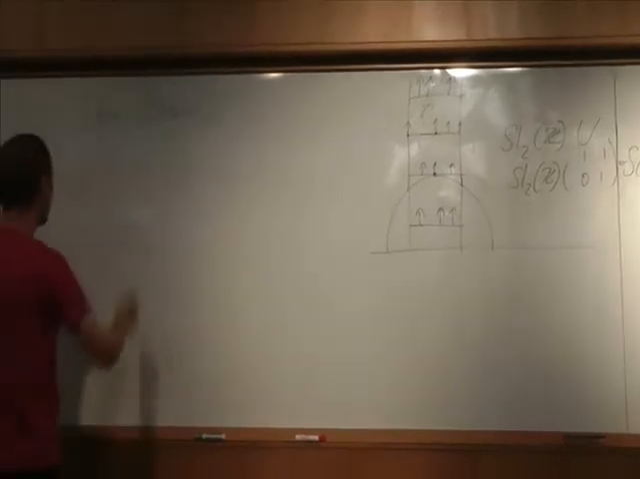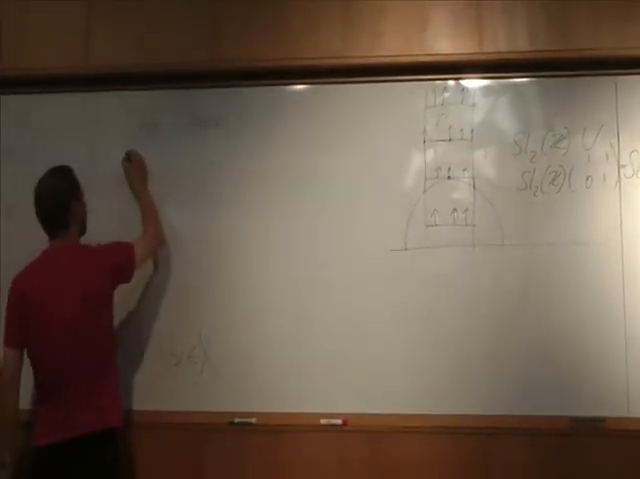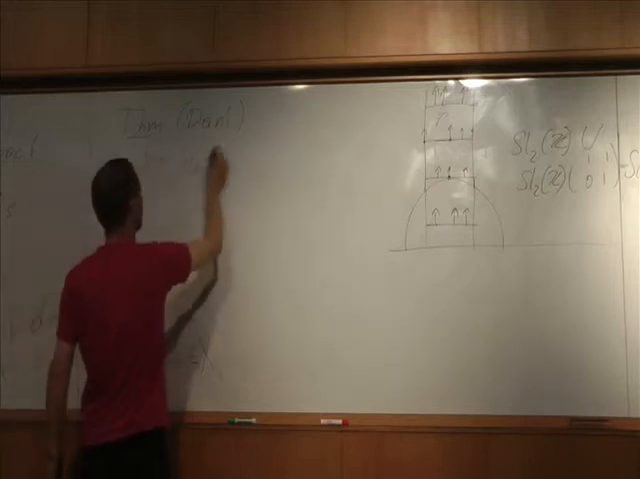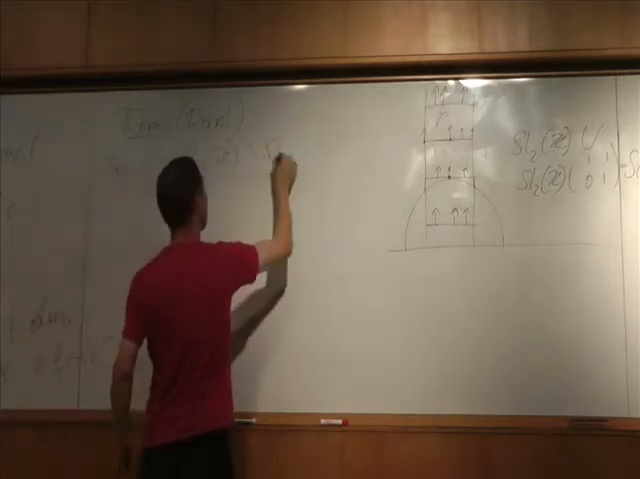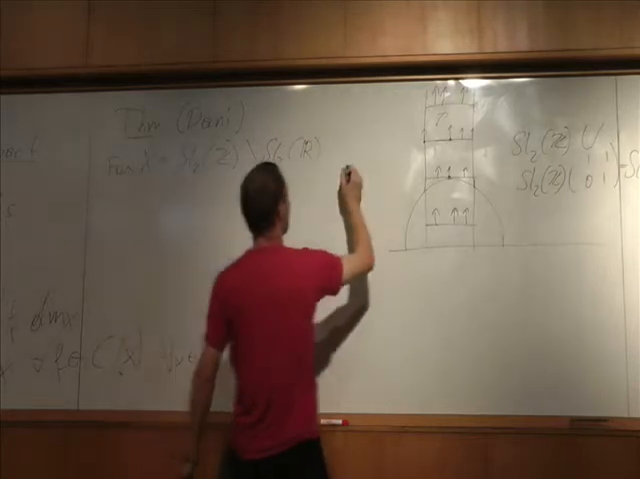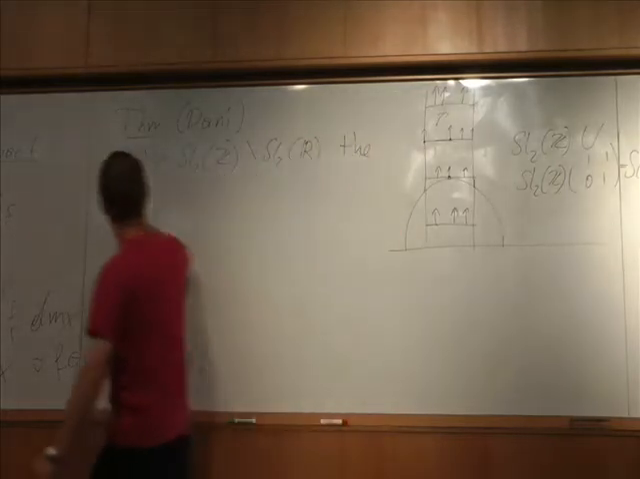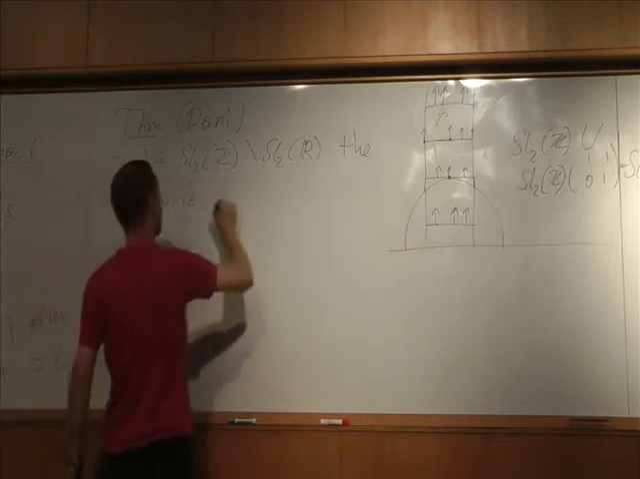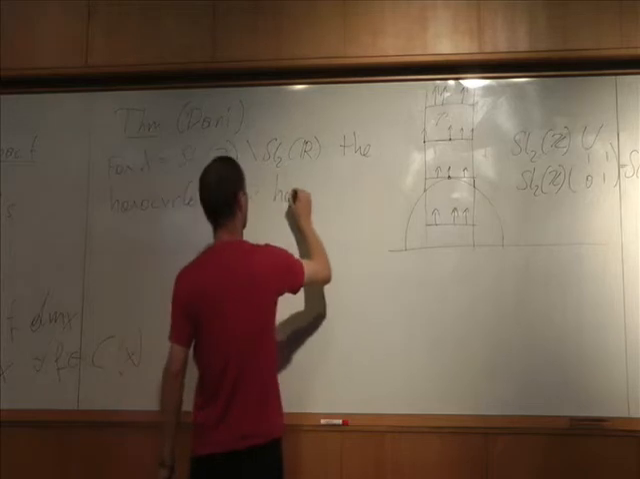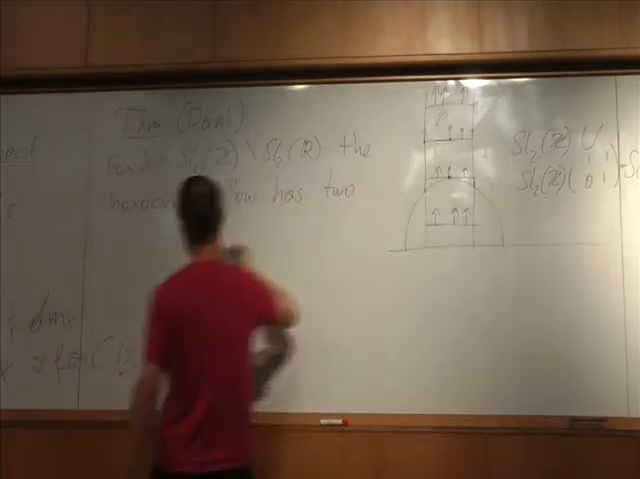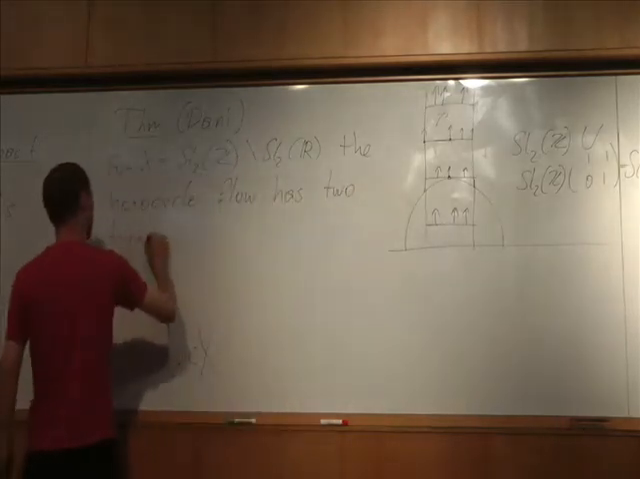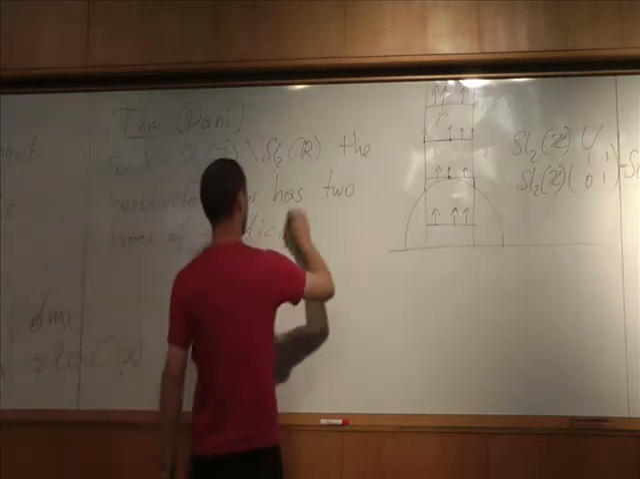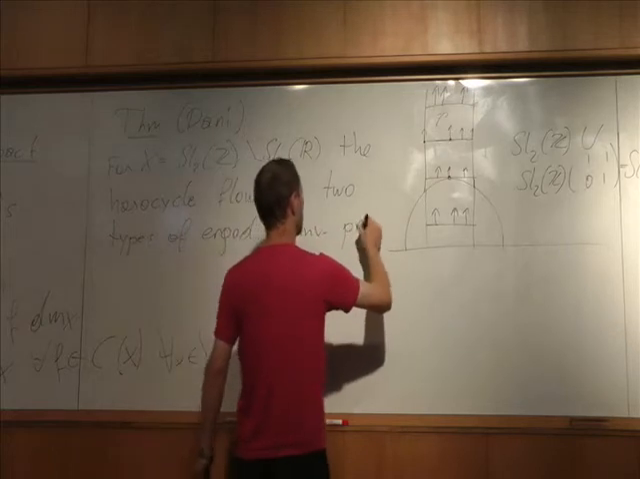Okay, theorem. For X equals SL2Z modulo SL2R, the horocycle flow has two types of ergodic invariant probability measures.